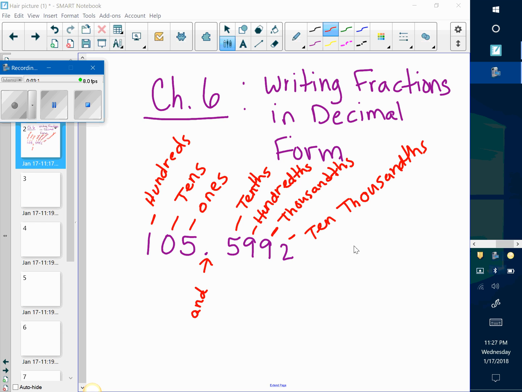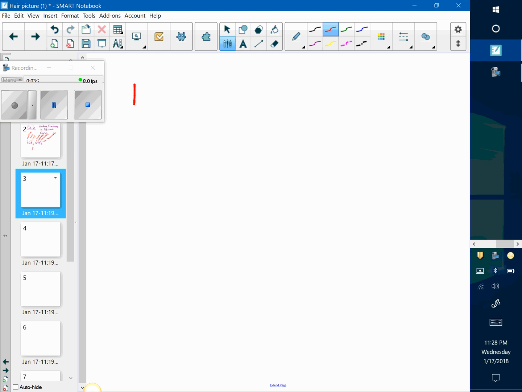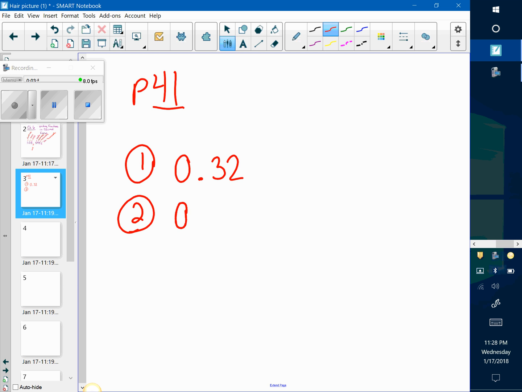So if you look over on page 41, in the problems, the first problems, 1 through 14, are asking you to write the following as decimal numbers. Number 1 is 32 hundredths. There are no whole numbers before that, so it would be 0, decimal, and then 32 hundredths. Number 2 says 33 thousandths. Again, there are no whole numbers there, so it's 0, decimal, 0, and then 33, because the last number is going to be in that thousandths spot.